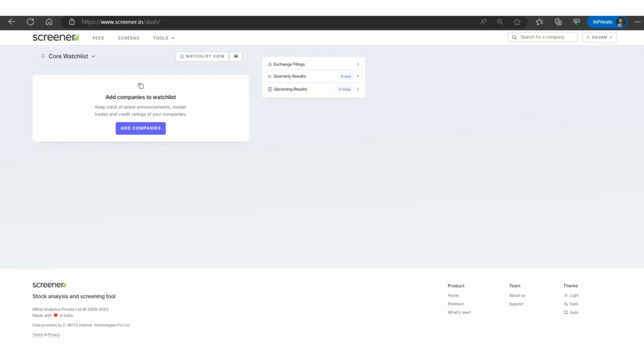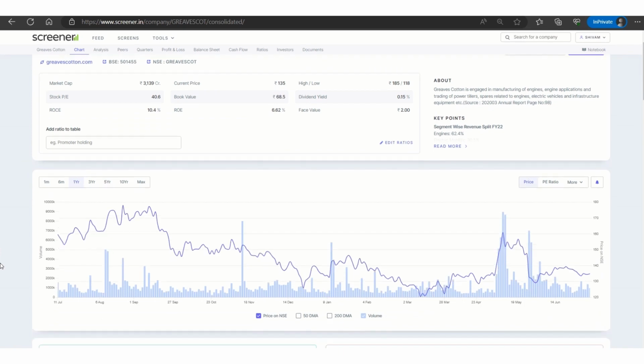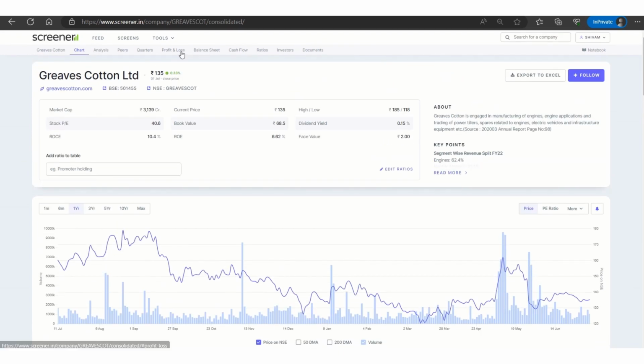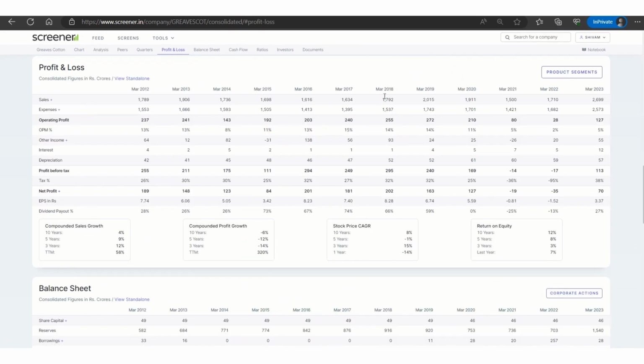So let's go to our screener.in and let's go here to Grief's Cotton, and let's go here to your profit and loss statement, and you can see the sales from the last 5 years. In March 2019 it was 2015, while in March 2023 it was 2699. So your sale is increasing, but how much percentage is it increasing? If you really want to find out how much percentage annually it is increasing, we are going to use the same formula which we used in the CAGR.